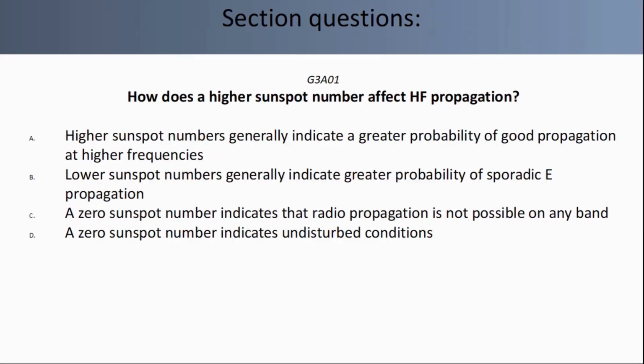And again, this I think is an optimistic answer for this one, but how does a higher sunspot number affect HF propagation? Well, there's no guarantee, but higher sunspot numbers generally indicate a greater probability of good propagation. There's no guarantee, but when you're in an active period, as we are now, with higher sunspot numbers, there's a better chance of good propagation at higher frequencies, at the 15, 12, and 10 meter bands.